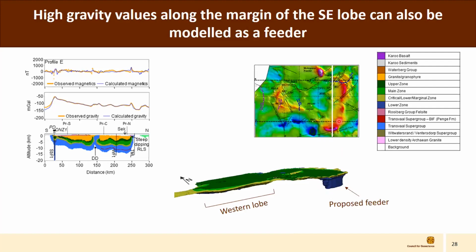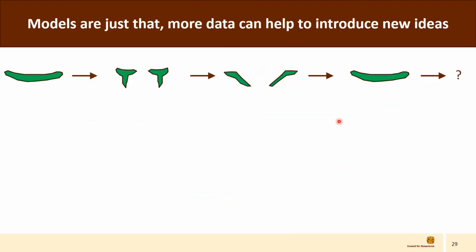Okay, so that's basically just a summary of the main features of the Bushveld from the modeling. I can't go into too much detail. It was a lot of work, but we're back to where we started. The more data we have, the more we can try new things. The question is, what is next? Where are we going? Are we staying with this, or do we need more information?